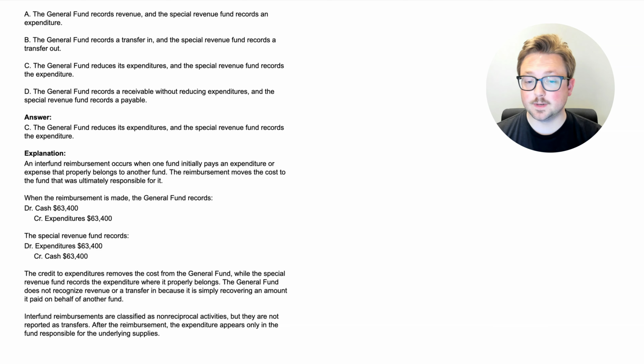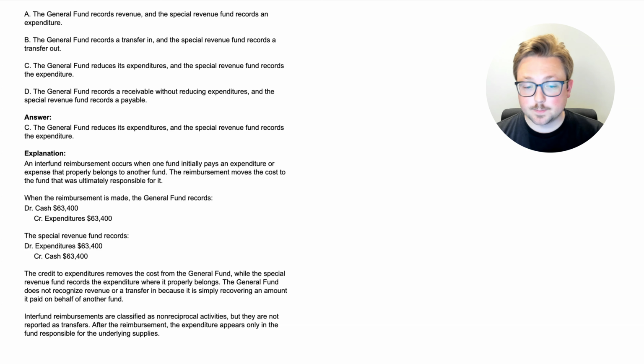So when the reimbursement is made, the general fund records a debit of cash for $63,400. So they're getting the money back that they paid, and they're crediting expenditures for $63,400. So they're reducing their expenditures because that is no longer a part of that fund. It's supposed to be a part of the special revenue fund. So the special revenue fund does the opposite. They debit expenditures and they credit cash.